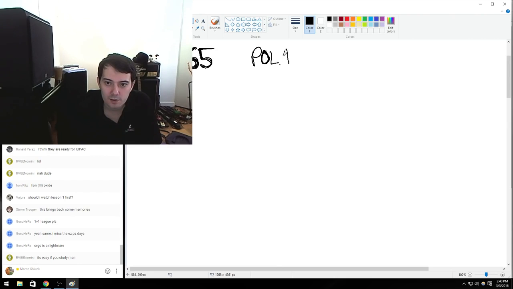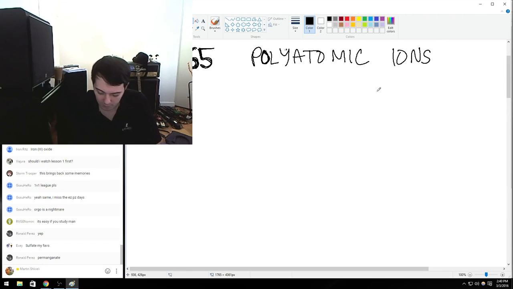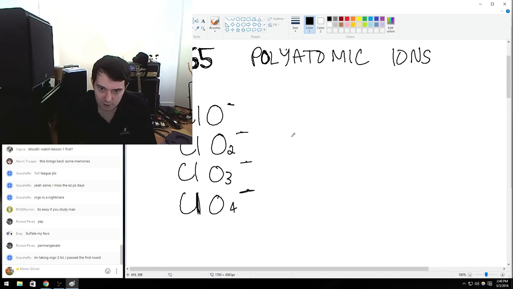And I like to test my memory of polyatomic ions. I'm not going to draw them all out for you right now. You can see them on page 65, but let's look at a few of them, okay? Let's look at the chlorine ions. There's ClO minus, there's ClO2 minus, there's ClO3 minus, and there's ClO4 minus. So how the heck are we going to name all these things? We actually have a system.